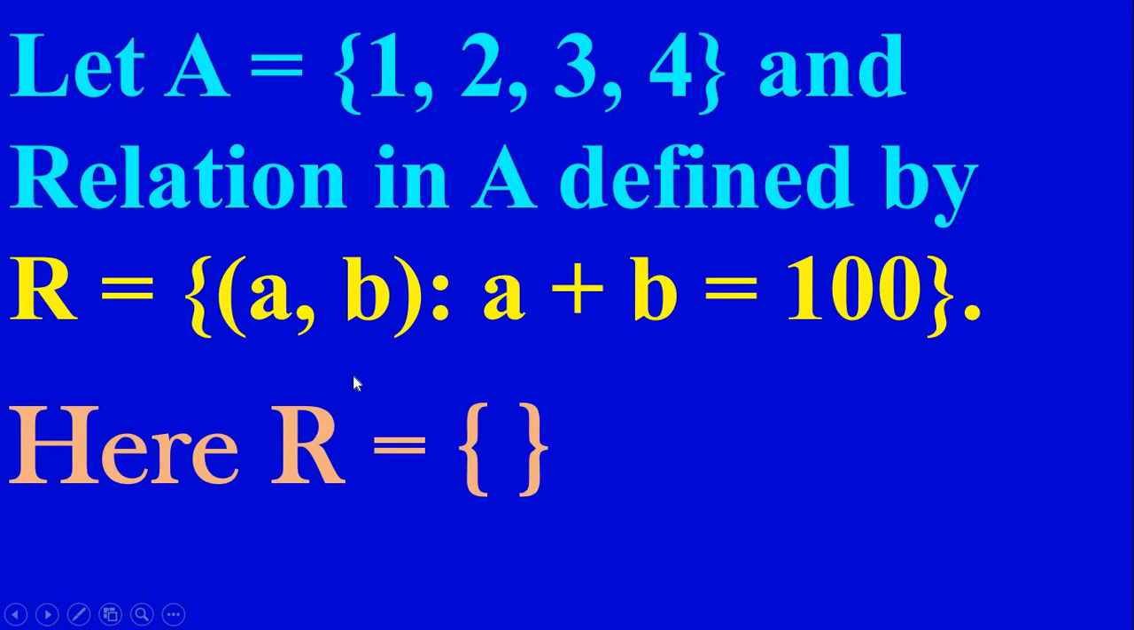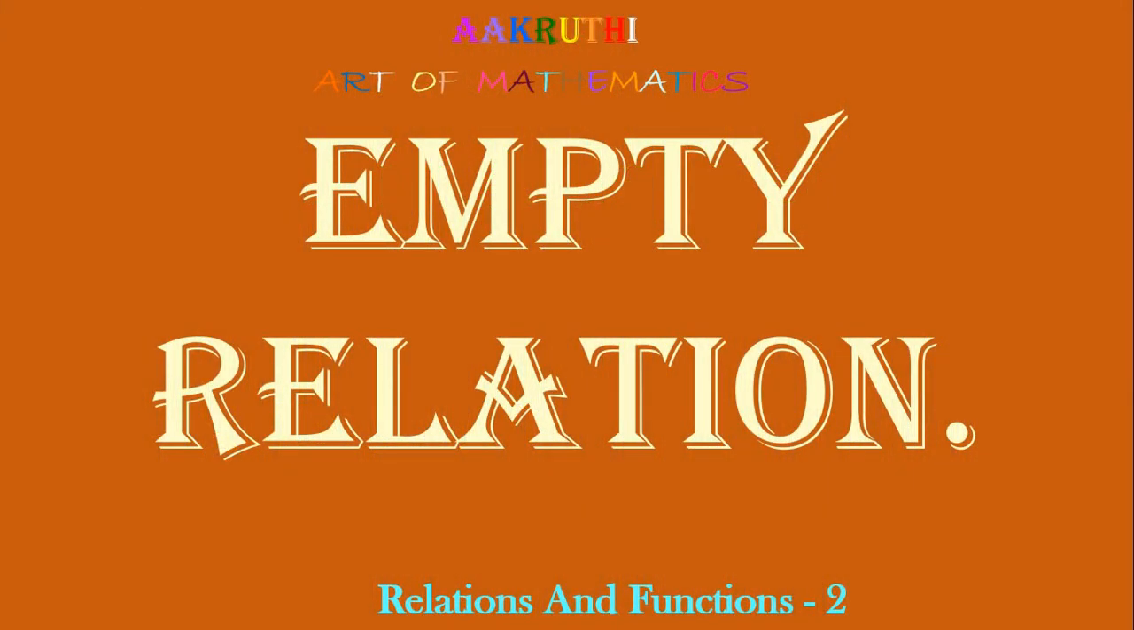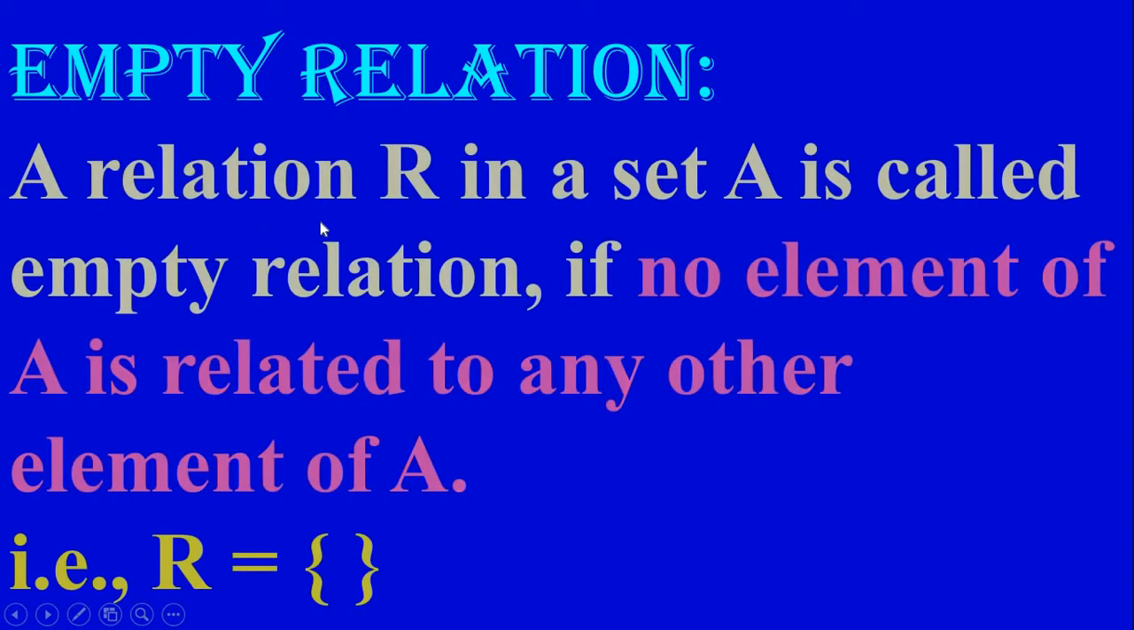So this type of relation is called empty relation. Here relation is empty set. We see definition of empty relation. A relation R in a set A is called empty relation if no element of A is related to any other element of A. And here R equal to empty set. Here no element of A is related to other element of A only. So therefore this relation is empty relation.